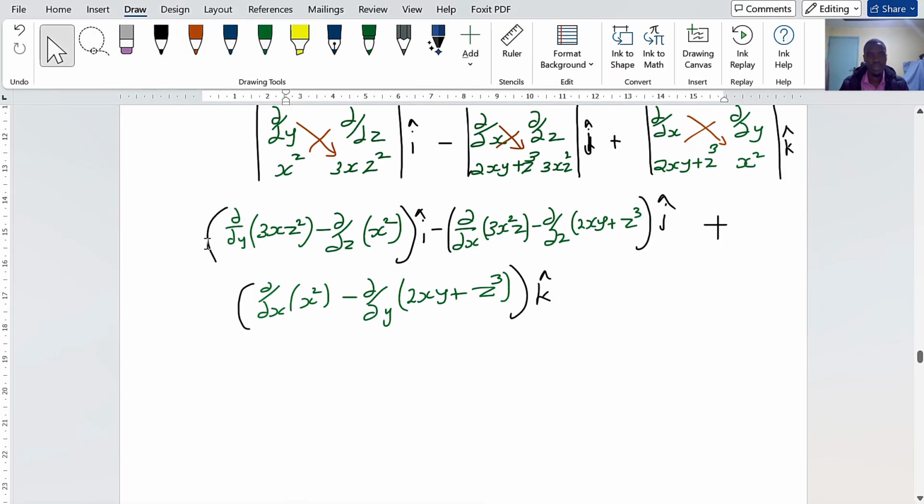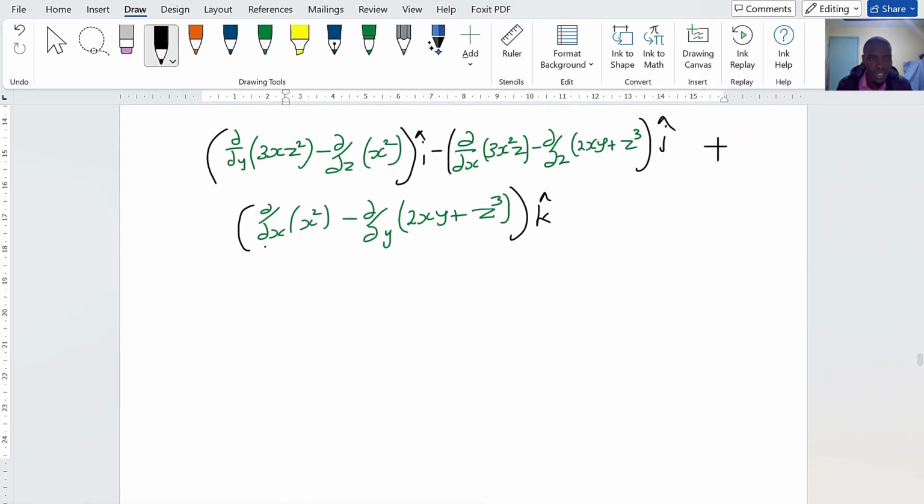Now let me work out one by one. In the first case, you have d/dy. You look for y here. You look for y, there is no y, so that is 0. Since there is no y here, differentiating a constant is 0 because there is no variable y here. Minus d/dz, there is no z here, again differentiating a constant is 0. So this gives me i, so i is that.